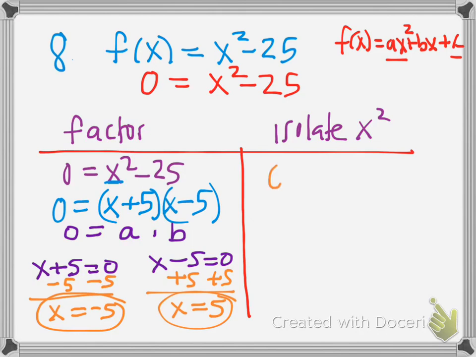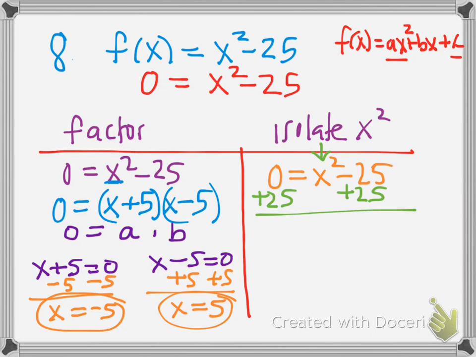The isolate x squared method works exactly the same way in terms of you will get the same x-intercepts or roots. You'll just do a different process. So isolating the x squared means get x squared alone. So you would do opposite operations here, or inverse operations. Add 25 to both sides. So you get 25 equals x squared.